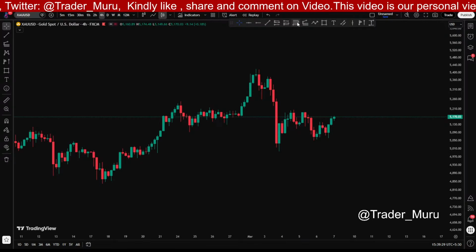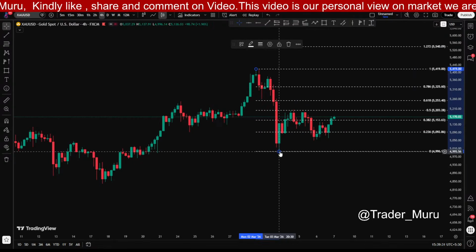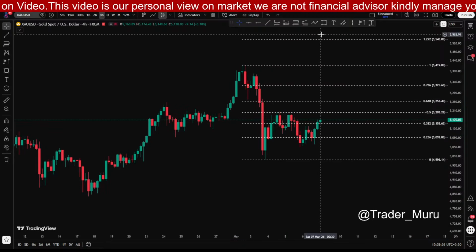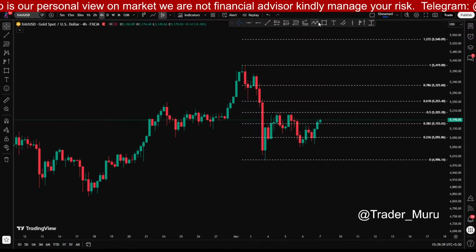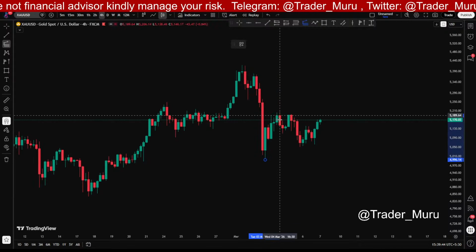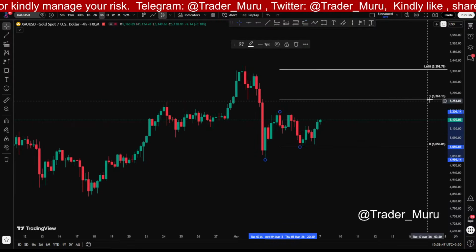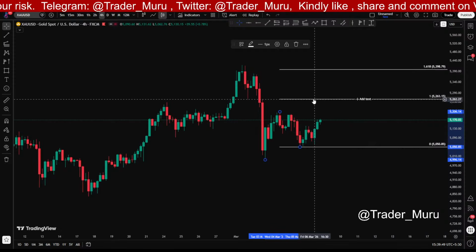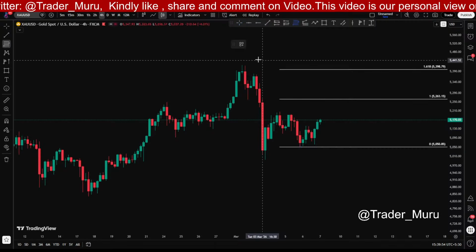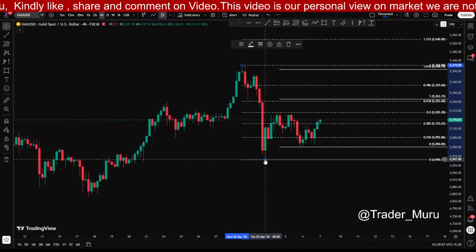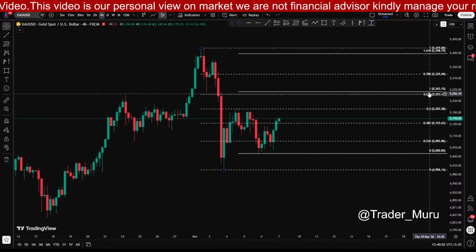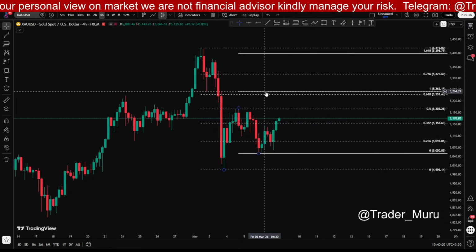Just do the same thing over here. Plot fib from top to bottom. 786 area is near 50,325, and the one-on-one reaction area will be, if I plot it from this area, this one and this one, to 50,263. So this area. 52.53 to 63 is a good area.